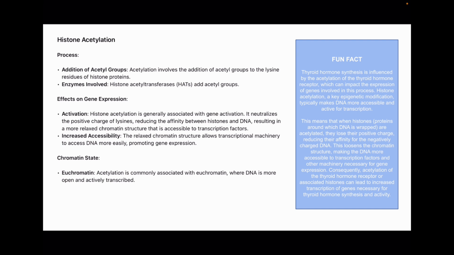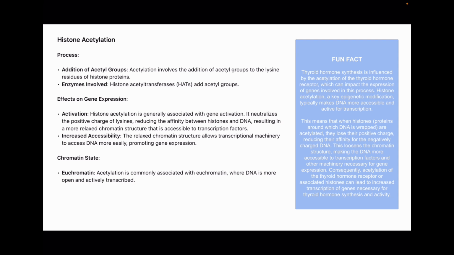So, moving on to histone acetylation, it is a process of adding acetyl groups. Acetylation involves the addition of acetyl groups to the lysine residues of histone proteins. The enzymes involved are histone acetyltransferases, which add acetyl groups. The effects on gene expression: activation.